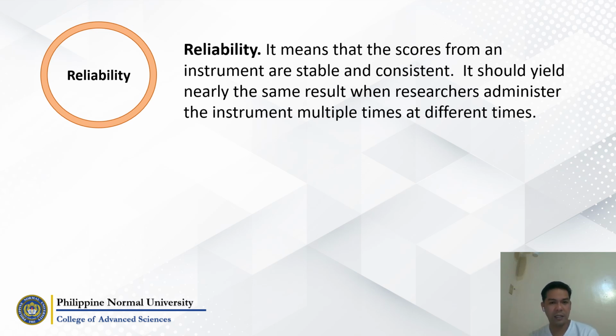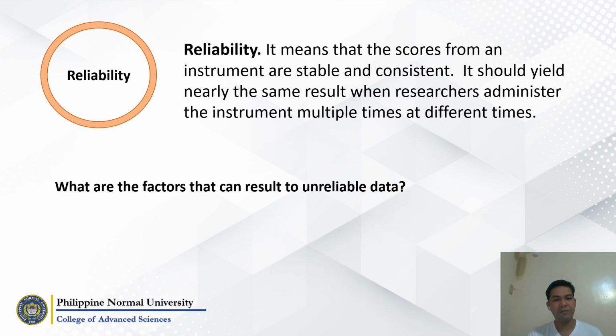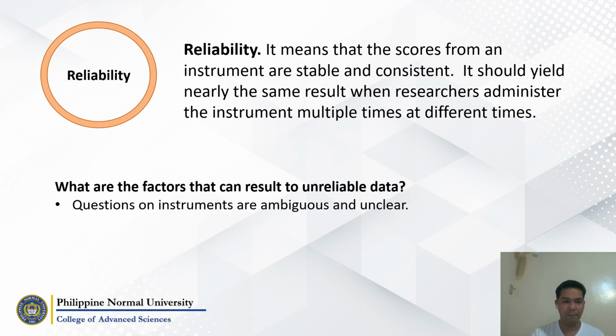When we talk about reliability, it means that the scores from an instrument are stable and consistent. It should yield nearly the same result when researchers administer the instrument multiple times at different times. Ibig sabihin, no matter how many times you conduct that one, the result would always be the same, and the participants or respondents would always choose the same answer. What are the factors that can result in unreliable data? Ano-ano nga ba?